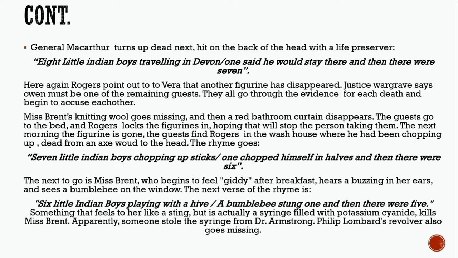Justice Wargrave says Owen must be one of the remaining guests. They all go through the evidence for each death and begin to accuse each other, like they blame one another. Miss Brent's knitting wool goes missing, and then a red bathtub curtain disappears. The guests go to bed, and Rogers knocks the figures in, hoping that will stop the person taking them.